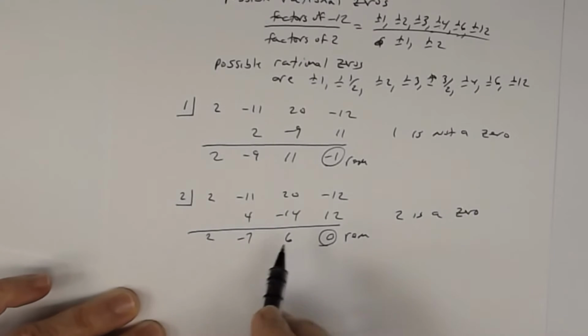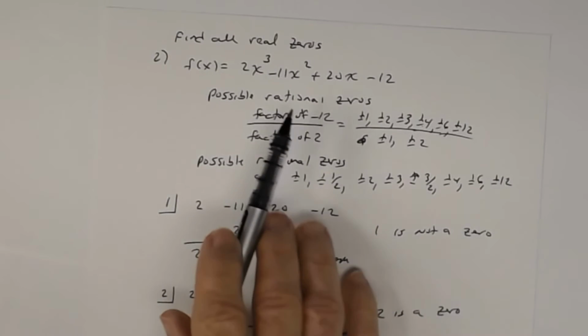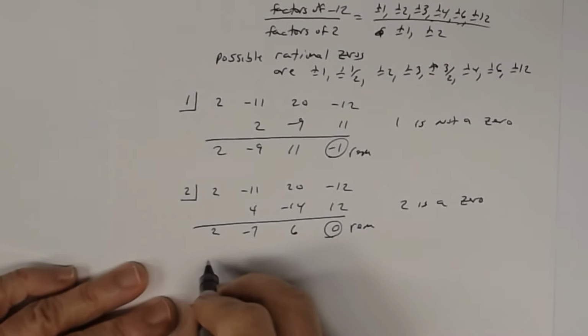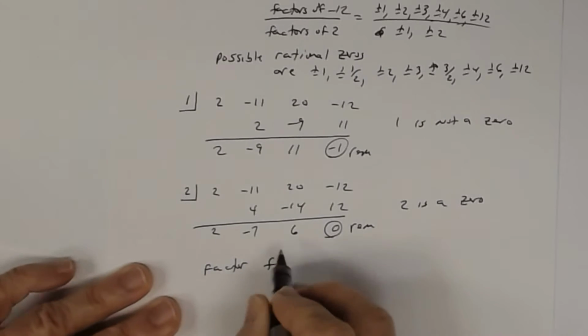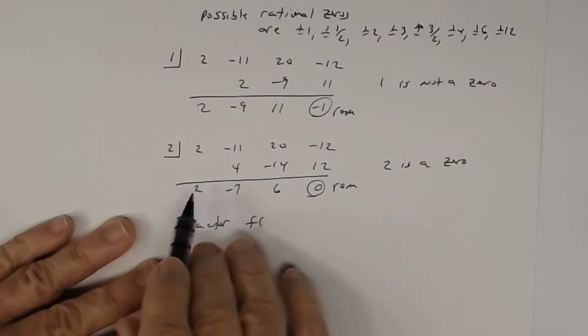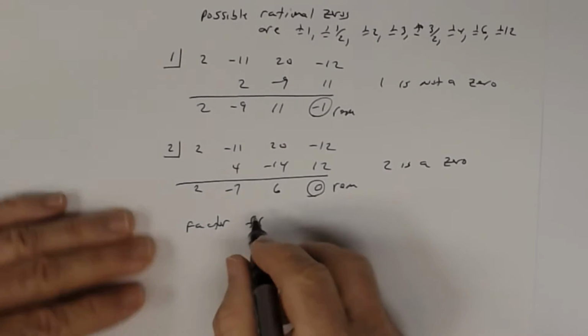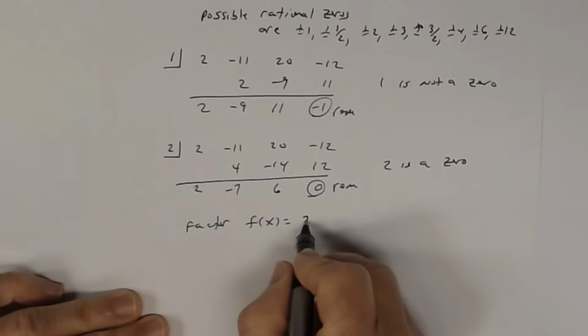Now remember, if 2 is a zero, that means x minus 2 is a factor. So now what we're going to do is factor. Since this is cubic, your quotient now is quadratic. So we have f of x equals, all I'm doing is just rewriting the original function.